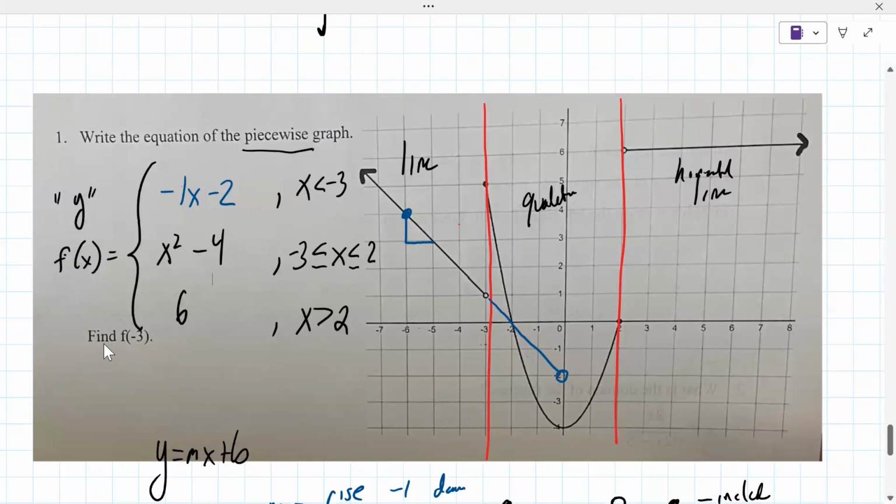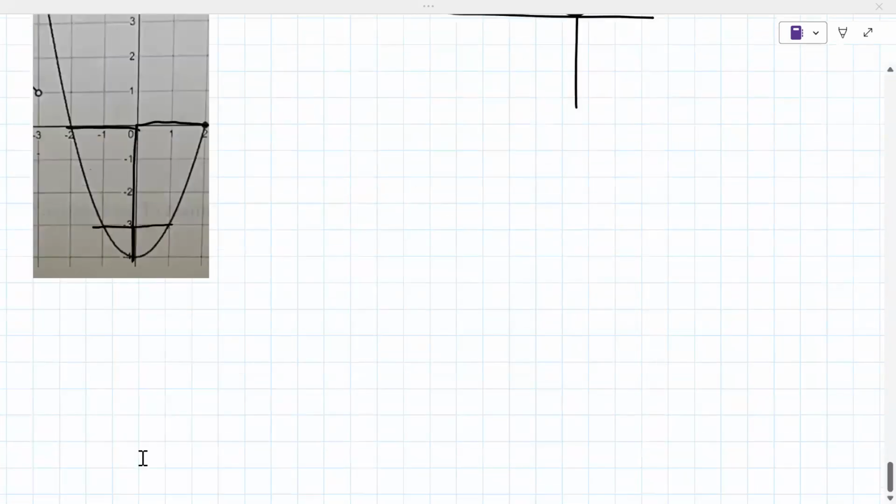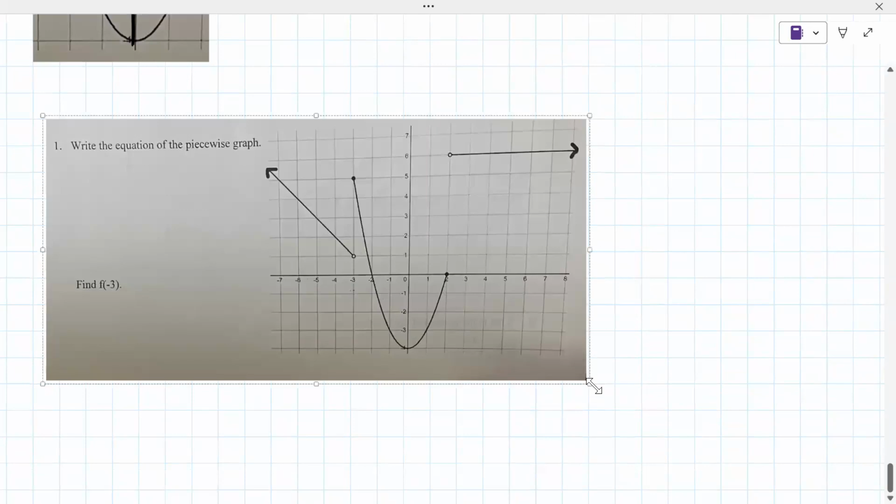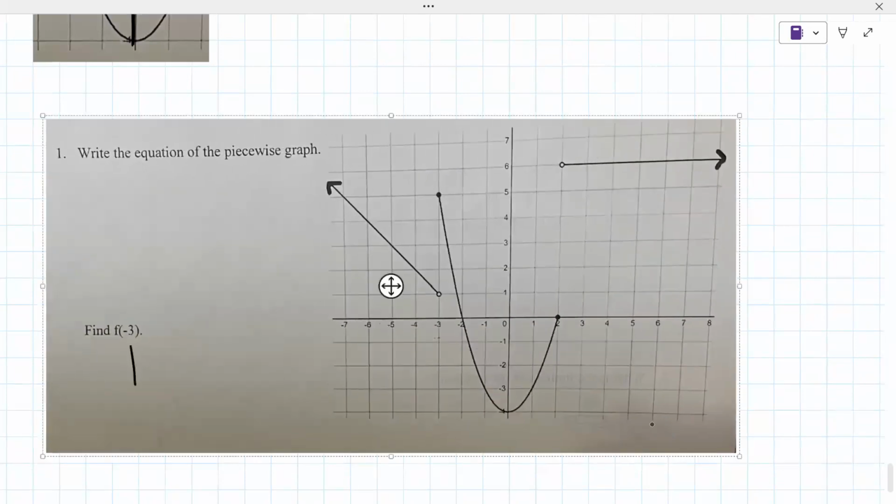Now, the last part here to find f of -3, we actually don't need the piecewise function to do that. We can actually do it right from the graph. So let me do that here real quick for you. To find f of -3, that means that x is -3. So you go, okay, there's x is -3. So it's either there or there.